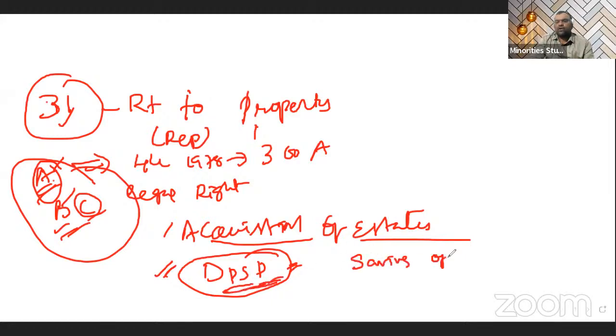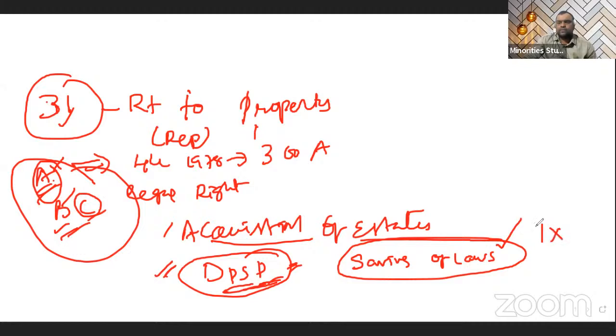31B talks about saving of laws. Saving of laws means whatever laws are made by the legislature will be saved in the 9th Schedule. We'll discuss the 9th Schedule later. But try to remember: 31 is repealed; saving of laws, acquisition of estates and implementation of DPSP are still there. After reading the complete Constitution, go through these articles. If you have any doubts, please bring it to my notice and I will discuss later. After completion of this class, I will repeat each and everything. Please be patient.